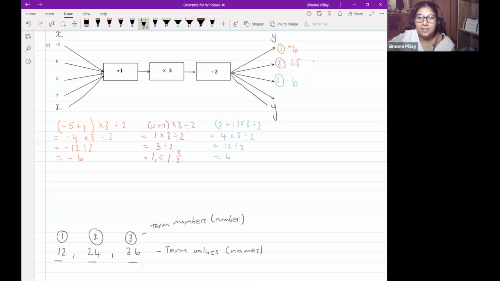And then let's look at number 4. To get that one, I'm going to say 7 plus 1 times 3 divided by 2. That's going to give me 8 times 3 divided by 2. 8 times 3. Anybody want to tell me what is 8 times 3?